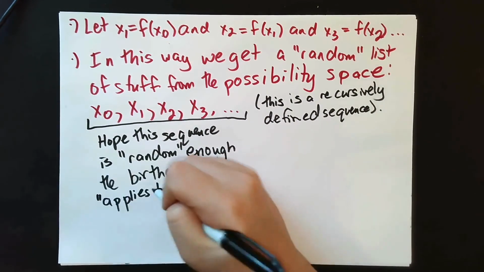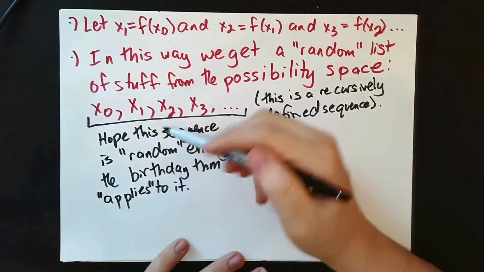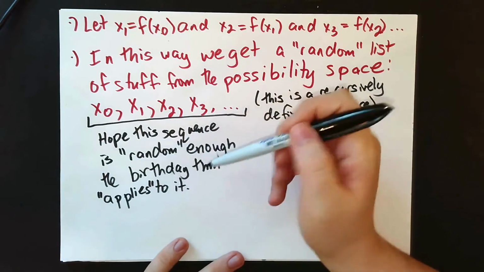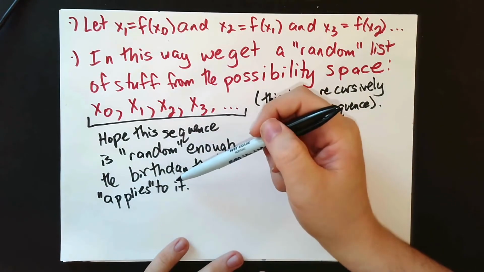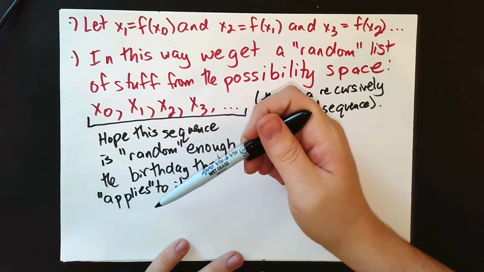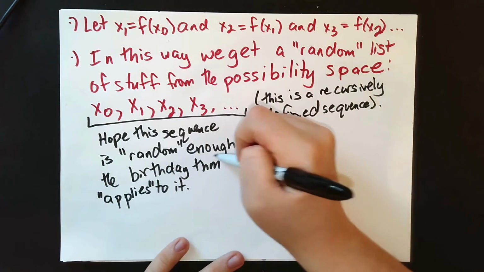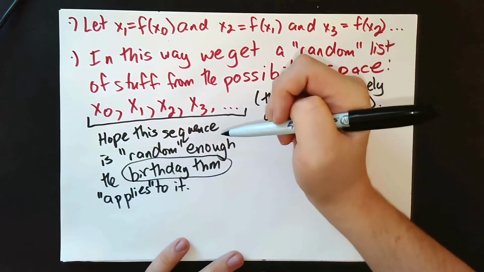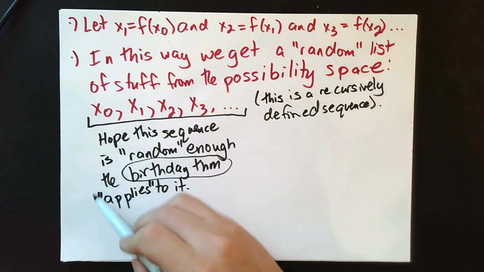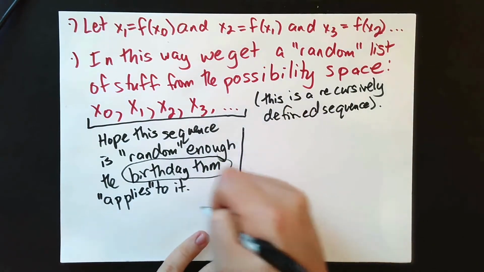And I'm putting scare quotes around lots of words throughout this, because when I say that it's random enough that the birthday theorem applies to it, in a literal sense, the birthday theorem never applies to a sequence that's not random, because the randomness of the sequence was a specific part of the hypotheses of the theorem. So when I say it in quotes here, what I really mean is, I hope the conclusion works out the same.